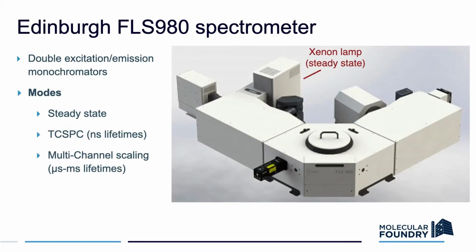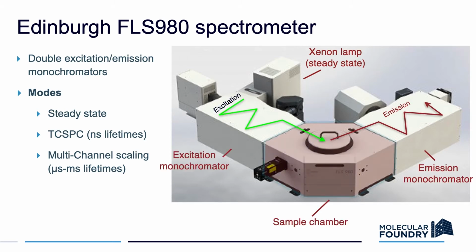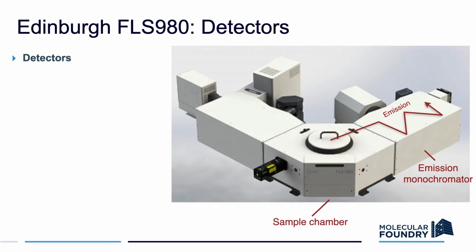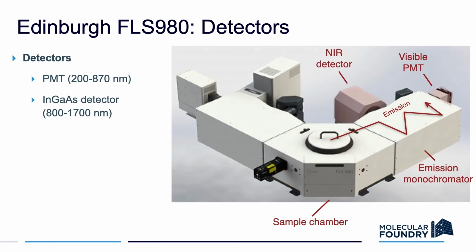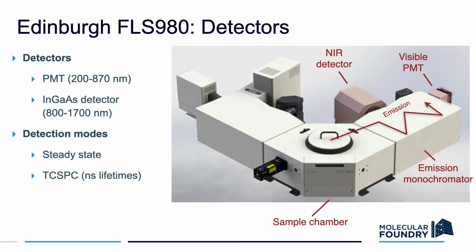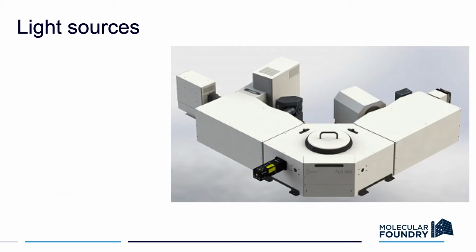The Edinburgh FLS980 spectrometer is an instrument for measuring steady-state and time-dependent luminescence spectra. It has double excitation and emission monochromators and a variety of excitation and detection schemes. It has both visible and near-infrared detectors that can span the range of 200 to 1700 nanometers. It has a variety of detection modes, including steady-state luminescence, time-correlated single photon counting for nanosecond lifetimes, and also multi-channel scaling for microsecond and millisecond lifetimes.